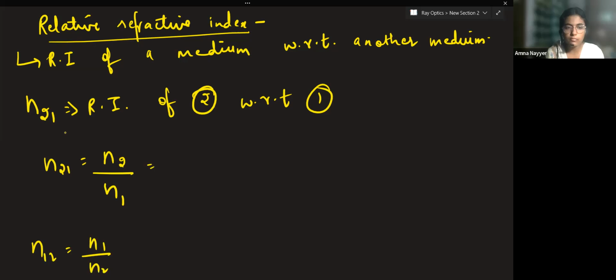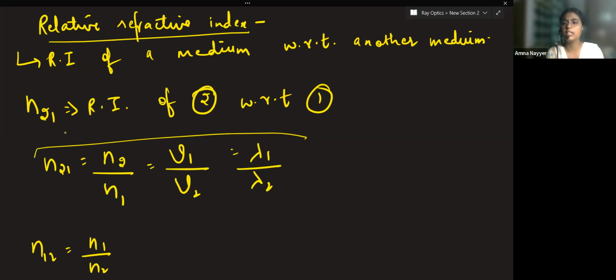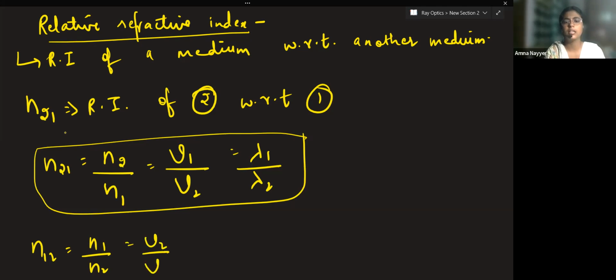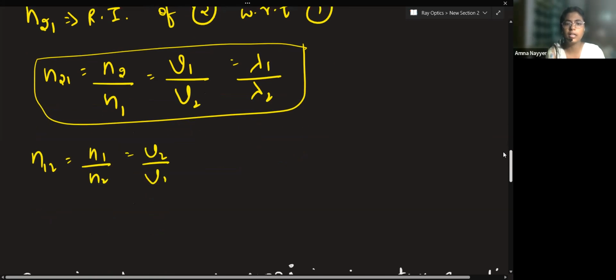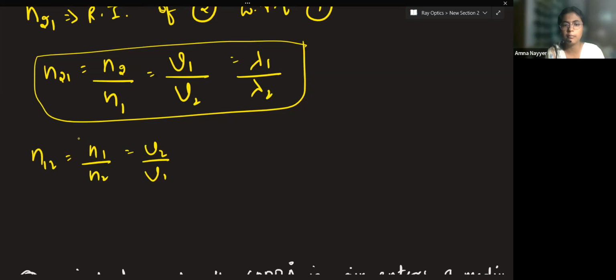Fine. Now, refractive index is what? Speed in one medium by speed in other medium, or wavelength in one medium by wavelength in second medium, like this only. It's just that here your medium is different. It's not air. Earlier you had it as air in absolute. Fine. If it is N12, it will be reverse. V2 will come upwards. It will be V2 by V1, which is lambda 2 by lambda 1.